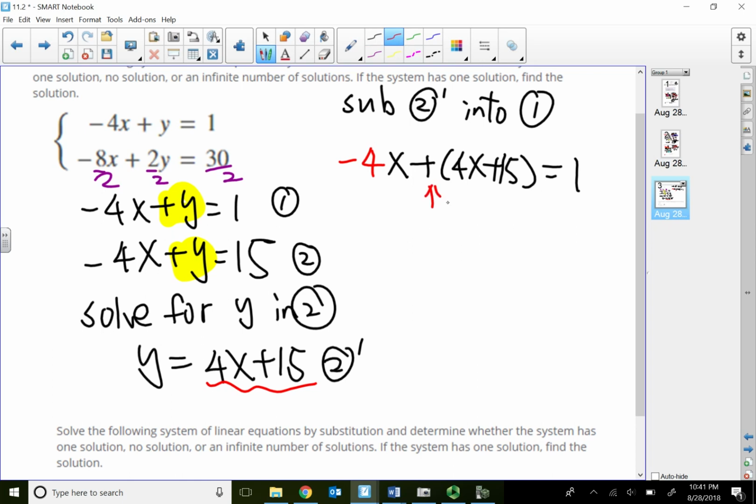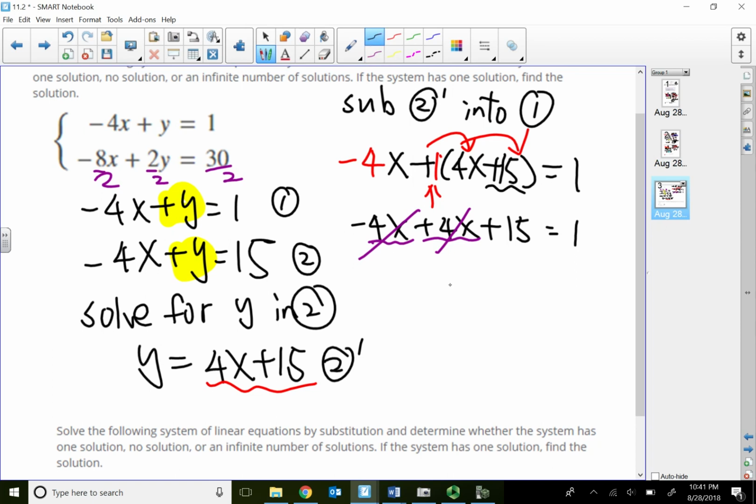So again, the second term has a parenthesis, so we have to distribute. This is plus, meaning positive 1 will do the distribution. So that gives me negative 4x, right? Positive 1 times 4x is positive 4x. Positive 1 times positive 15 is positive 15, equal to 1. So what happened again? Negative 4x combined with positive 4x, and my variable term is gone.